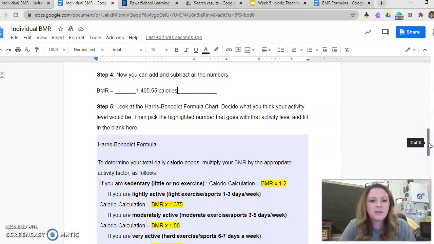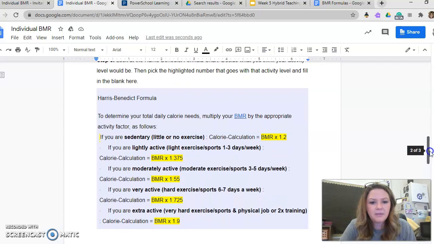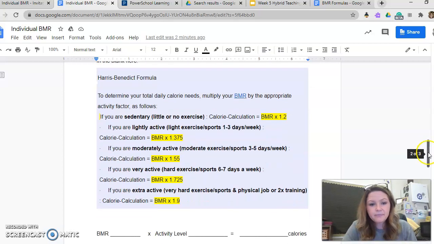So if we look at the Harris-Benedict formula, scroll on down here with me, you can see that you're going to take your BMR and times it by whichever category you are in. If you live a sedentary lifestyle, which means there's little to no exercise, you're a couch potato, you maybe go to the store, come home, and you sit down and play video games all day. Very sedentary. If you're lightly active, maybe you play sports 1 or 2 days a week, maybe you walk your dog every day, and other than that, you just come home and sit down, play on your phone or video games.